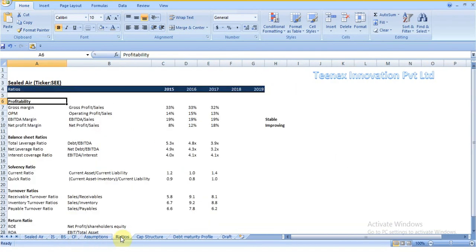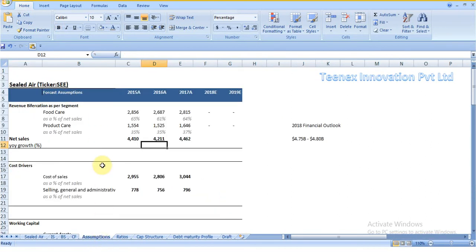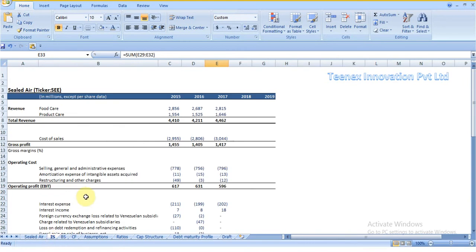Now we are going to look at the assumption part and how we are going to do the forecasting. In the assumption part, first we will look at revenue bifurcation as per the segment. So first we are doing forecasting for the income statement, and in the income statement we will look at the revenue and cost drivers and how we can forecast them, how the company is generating revenue, and from which segments the company is generating revenue.